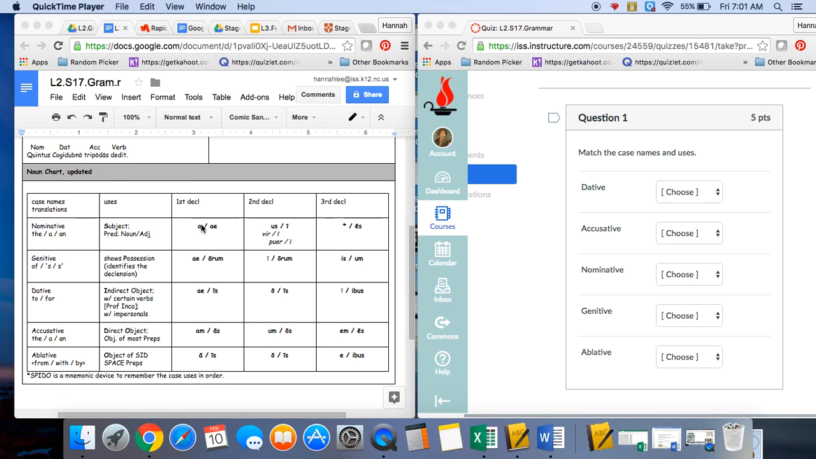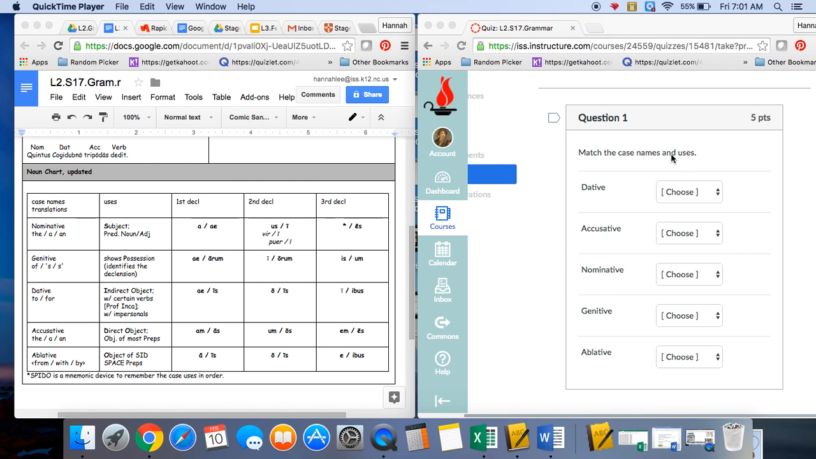Okay, you also have three different declensions of endings here. You have first declension, second declension, and third declension words. You have singular on the left, plural on the right for each one. Okay, so this is what we need to look at when we're answering the questions.